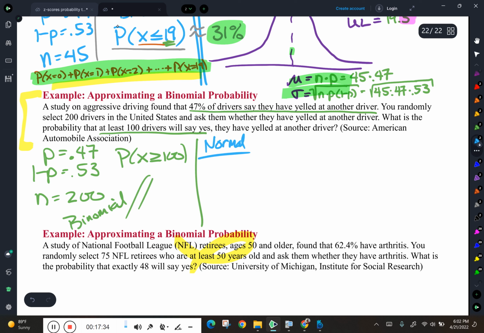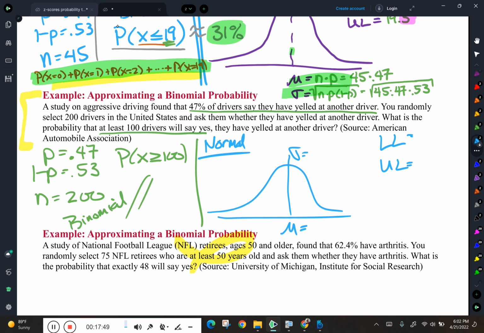So in order to use a normal, I need those four things. I need that mean. I need a standard deviation. We'll put it up here because I ran out of space down there. I need a lower limit, and I need an upper limit. Okay. My mean is always n times p. So that's going to be 0.47 times 200.